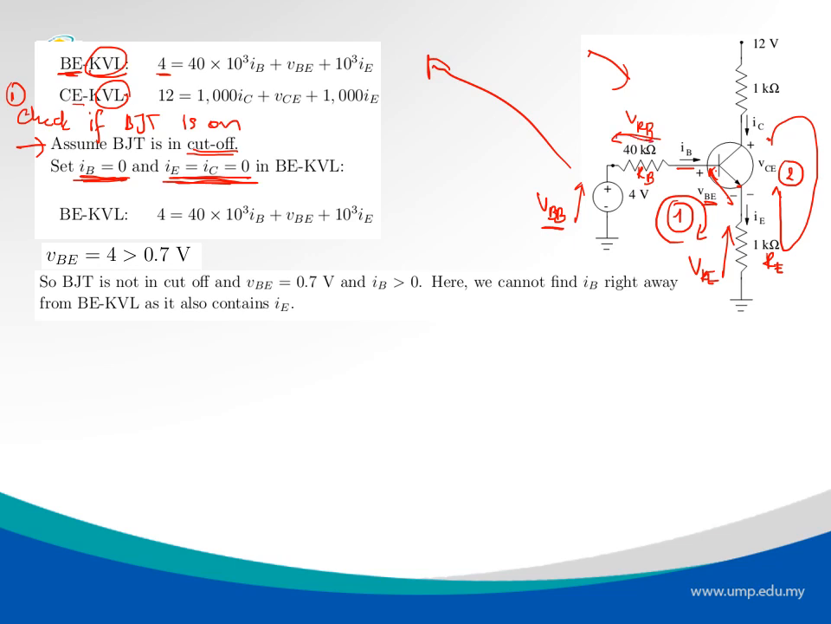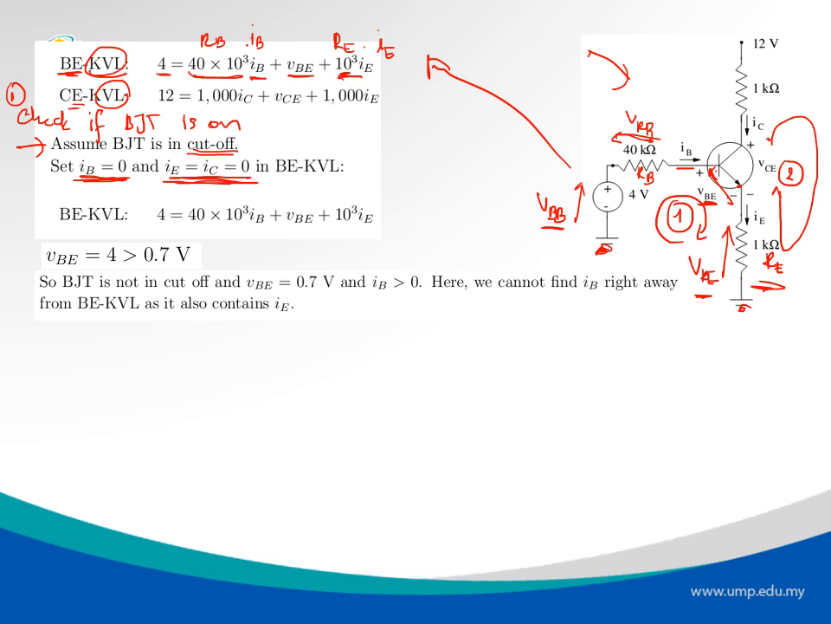VRB, what is VRB? VRB is basically this 40 kilo ohm RB multiplied by IB, right? That is just Ohm's law: RB multiplied by IB, plus VBE, and then plus VRE. So we complete the loop, starting from the ground back to the ground. So VRE, what is VRE? Again, VRE is just RE multiplied by IE, by Ohm's law. RE is 1 kilo, 10 to the power 3. Here we can see RE. So that's our first KVL.